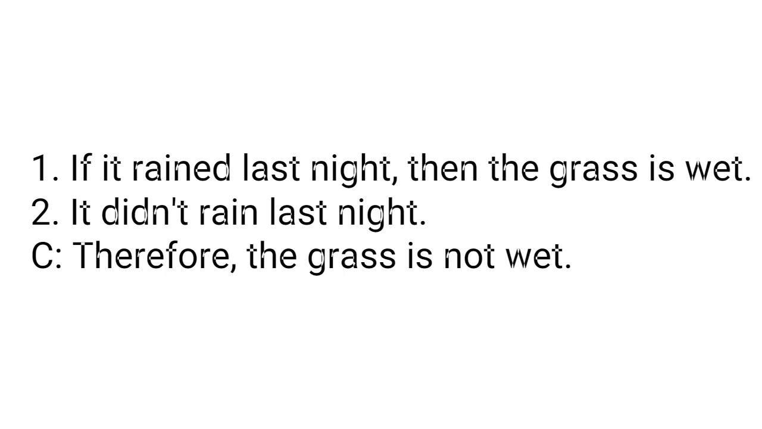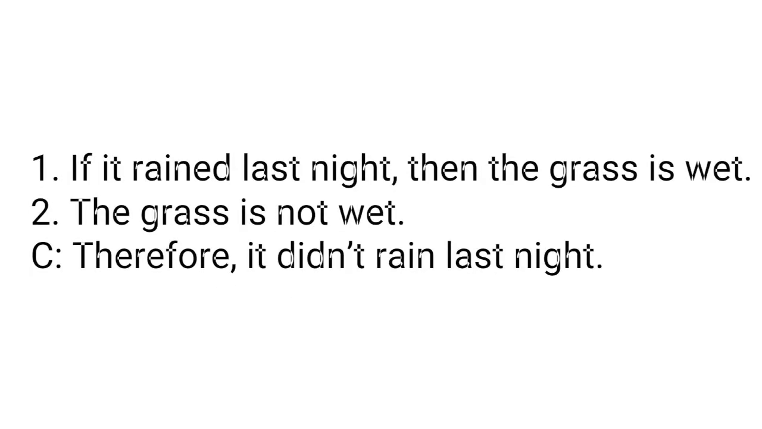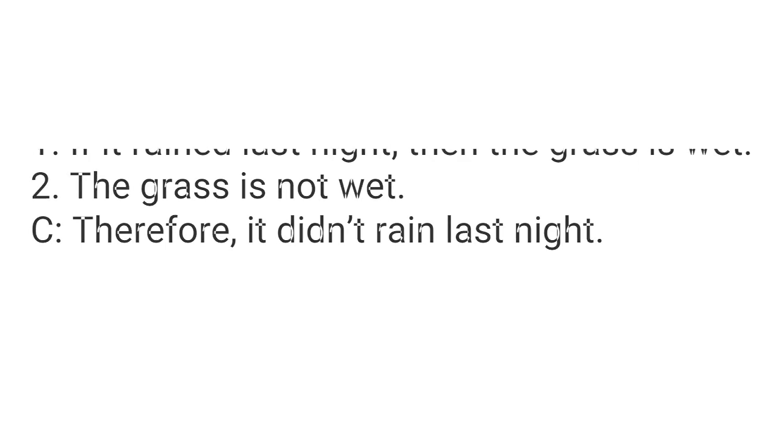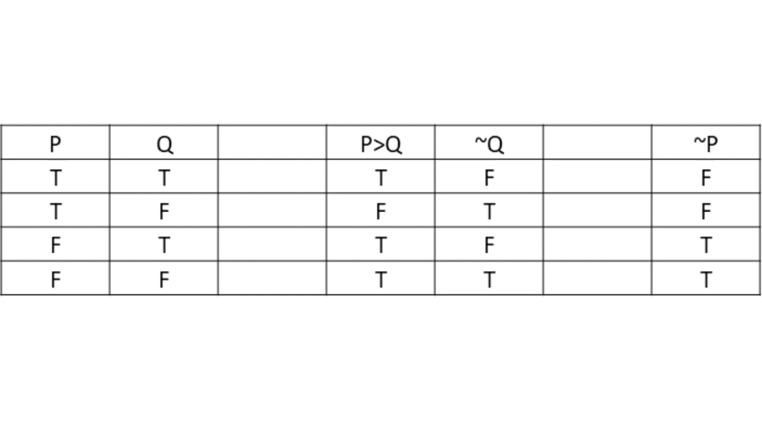However, if we check the truth table, we'll see that this is not a valid inference. After all, the grass could be wet for some other reason, like the sprinklers came on or something like that. It just does not follow that if it didn't rain last night, then the grass won't be wet. However, if the grass is not wet, then it couldn't have rained last night. So, that would look like this. 1. If it rained last night, then the grass is wet. 2. The grass is not wet. Therefore, in line 3, it didn't rain last night. If you check this version of the argument, you'll find that it is valid.